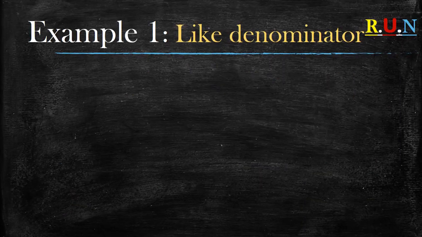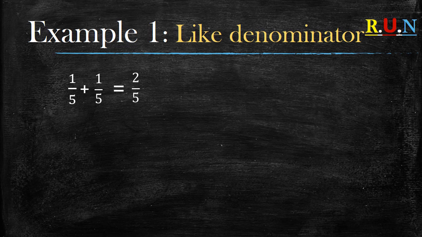So, example number 1, like denominators. So we have 1 over 5 plus 1 over 5. So what do we get? We get 2 over 5. Why? Because when we have like denominators, the denominator does not change. We only deal with numerators. And depending on the sign, like this is a plus sign, so we plus 1 by 1, which gives us 2. Denominator stays the same.